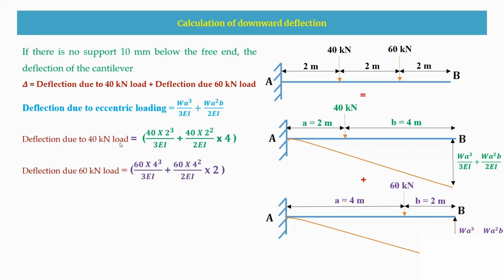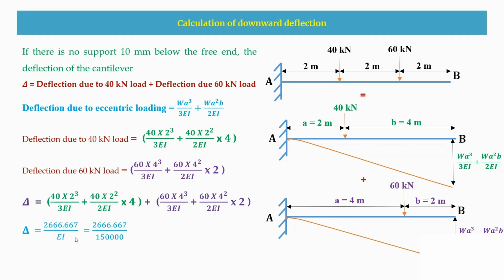So the deflection due to the 40 kilonewton load is this one, and the deflection due to the 60 kilonewton load is this equation. Now we are going to add them together and get the simplified value like this. Therefore, delta here is 0.0177778 meters. So this is the total downward deflection due to these external loads, that is 40 kilonewton and 60 kilonewton.